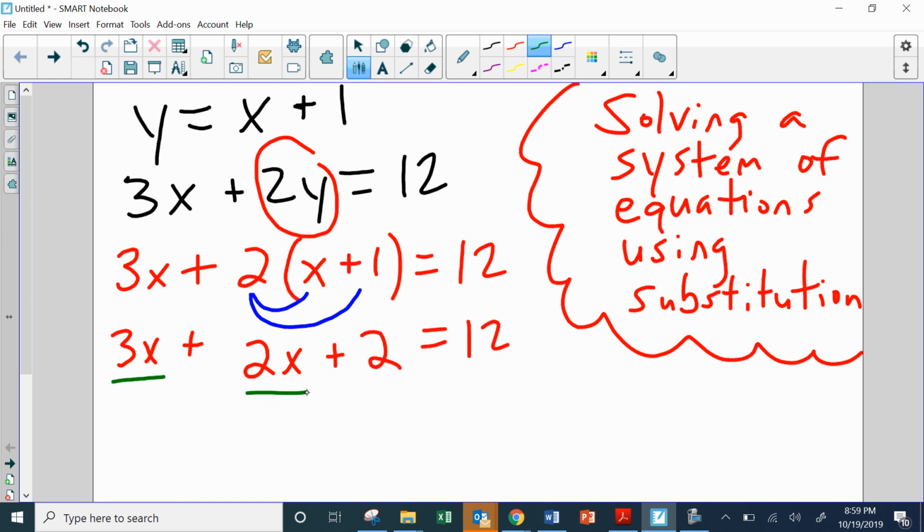Now, if you'll notice, I have like terms. I have 3x and then I have 2x. So I say, okay, well, if I have 3x's and I add another 2x's to it, then that's just going to combine to make 5x. And then that's going to still be plus 2. There's nothing changed there. I just brought the 2 down. 12 just comes down as well.